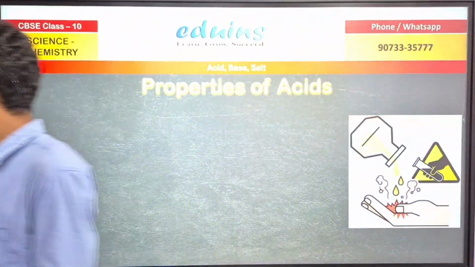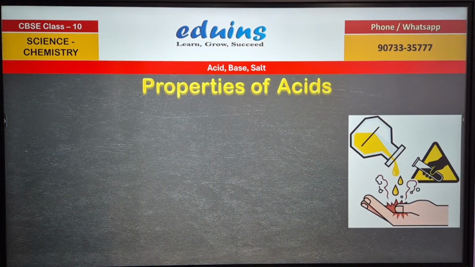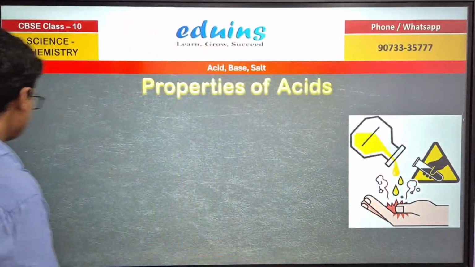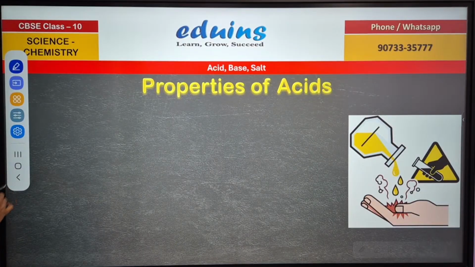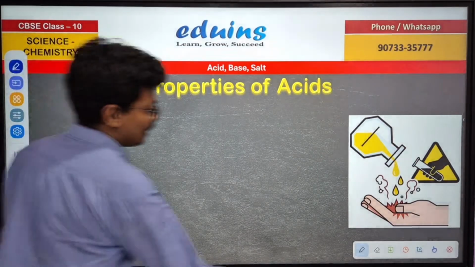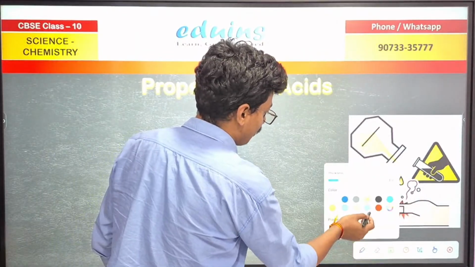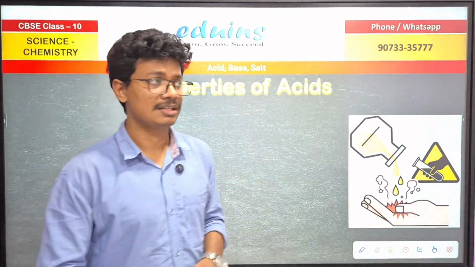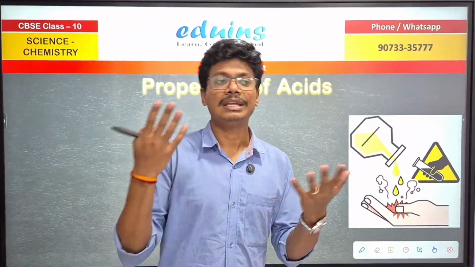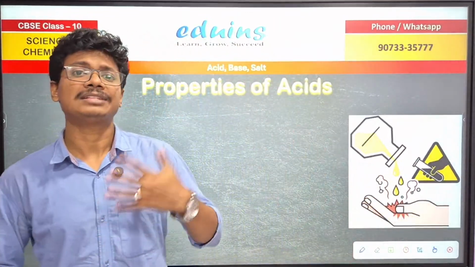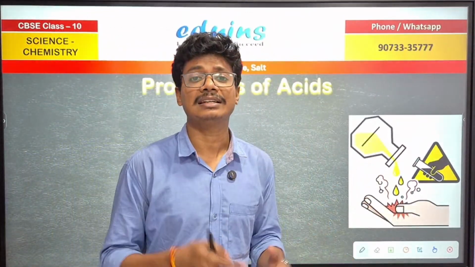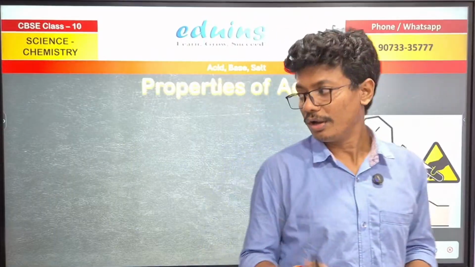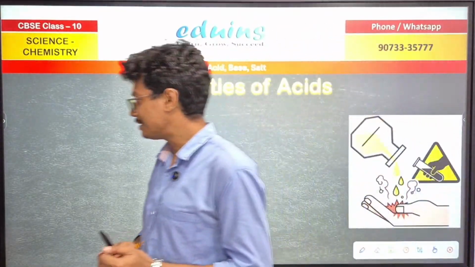So we have already completed the properties of an acid. What are the properties of an acid? We have already discussed that the pH of an acid is less than 7. It is sour in taste. Acids are found in both mineral form as well as organic form. The mineral acids, that is H2SO4, HNO3, HCl, are mineral acids, and these are strong acids.